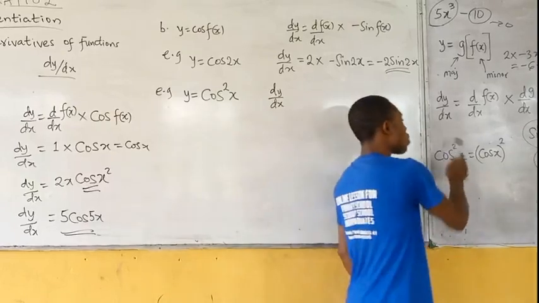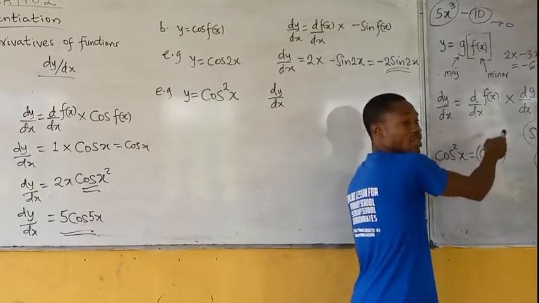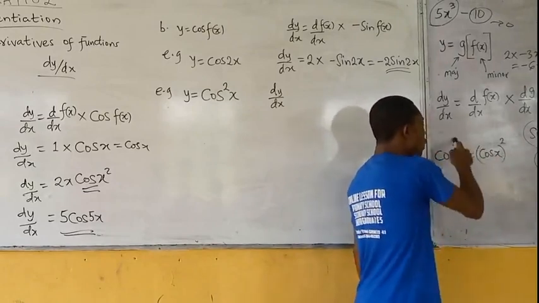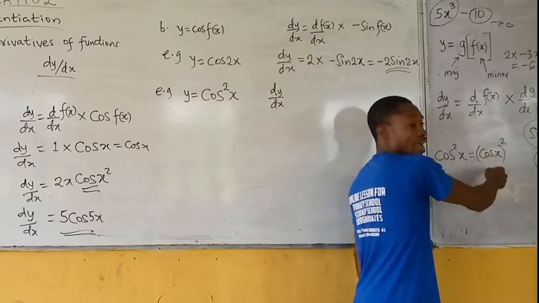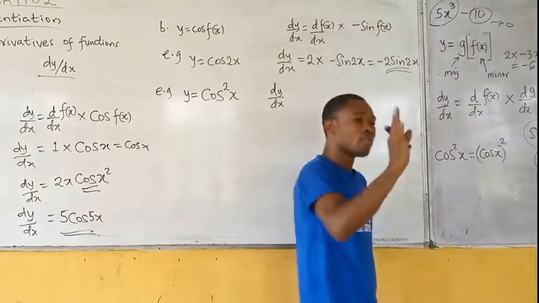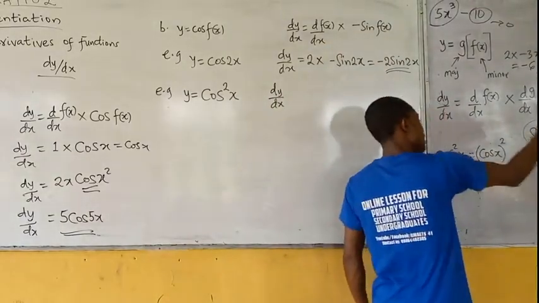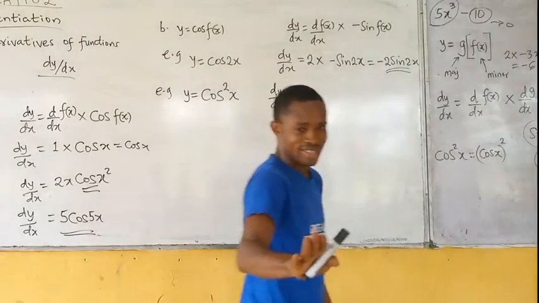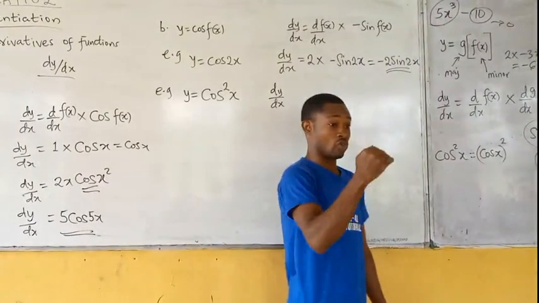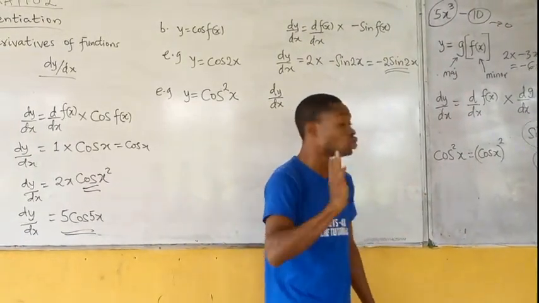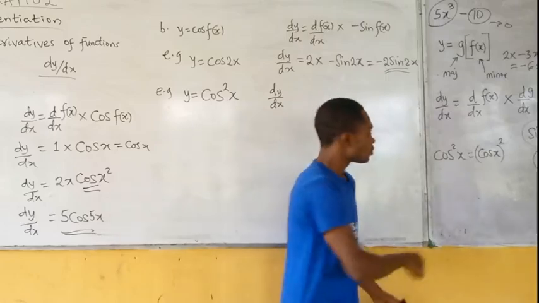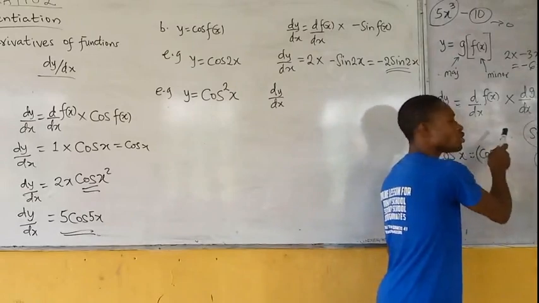So cos squared x is written as cos x all in brackets, everything raised to power what? 2. Normally, you are meant to solve this and then square whatever you get. I hope that is clear, right? Now, let me ask you, please, calm down. I'd like us to follow this thing gradually. Don't write. Let's watch and see what happens. Cos x all raised to power 2.